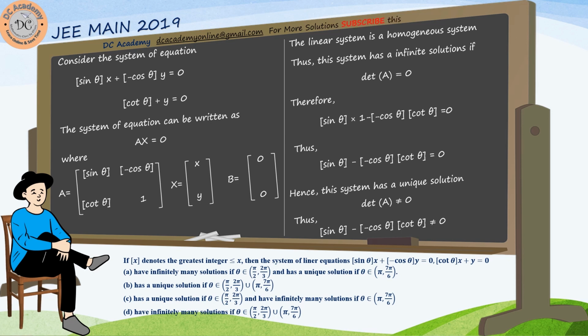Now we need to check, in the given intervals pi by 2 to 2 pi by 3 and pi to 7 pi by 6, whether the relation we obtained regarding the greatest integer function is 0 or non-zero. So let's proceed.